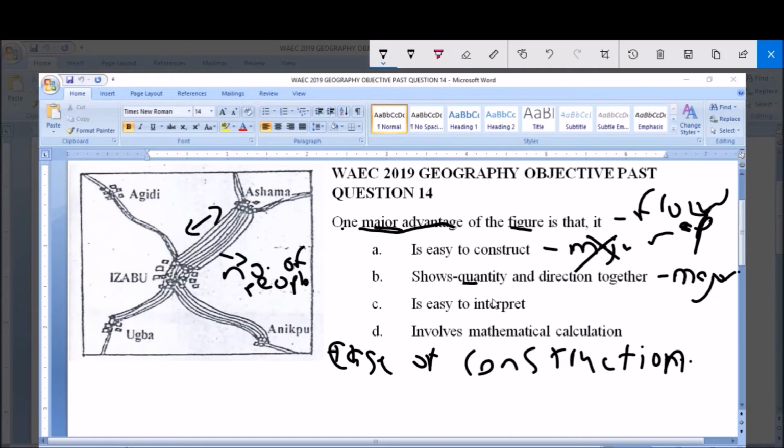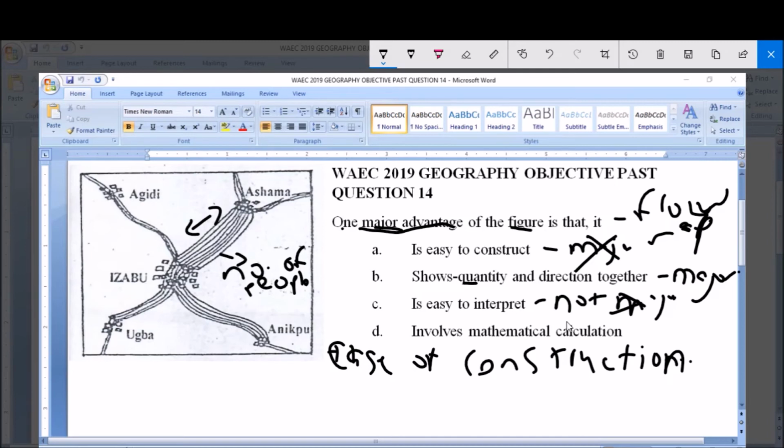It is easy to interpret, also a very good advantage, but cannot be considered major. So that is ruled out. And then it involves mathematical calculation, which cannot be considered a major advantage.